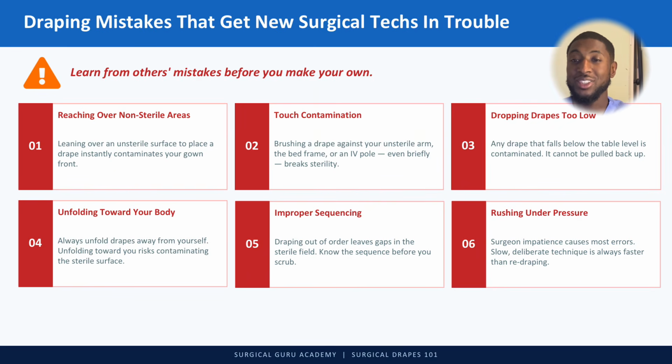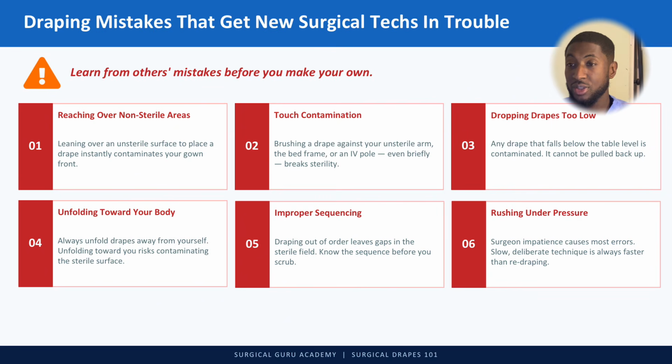So, reaching over non-sterile areas. Leaning over an unsterile surface to place a drape instantly contaminates your gown front. So you do not want to reach over non-sterile areas because you can contaminate yourself. Whenever I'm about to start draping, I don't reach over the patient to give the doctor the drape. I always walk around to the side that they are on and I hand it to them on that side, just to make sure I'm maintaining sterility.